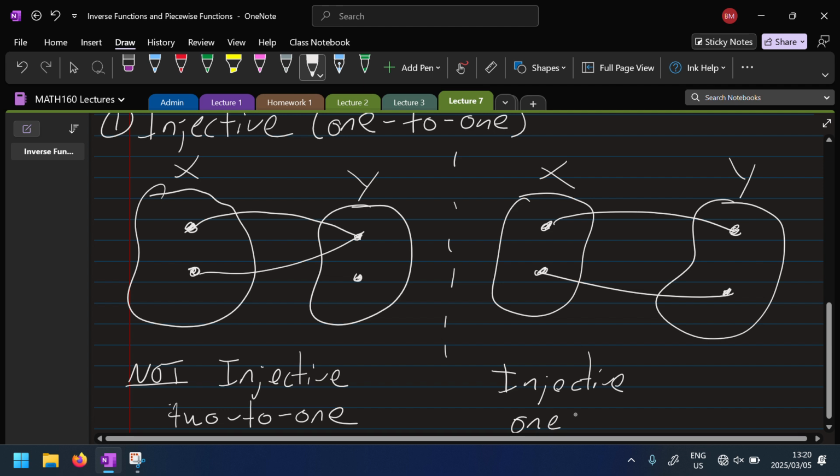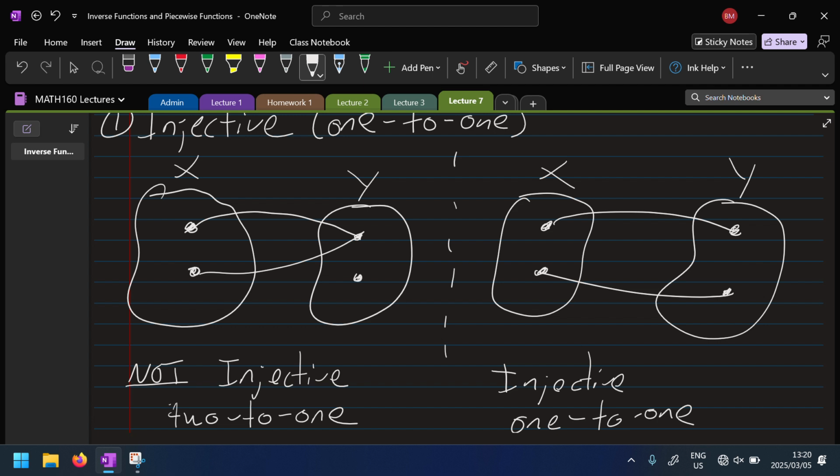This is 1 to 1. Okay, so that's the idea in mind that you want to think of. So 2 inputs going to 1 output, not injective, doesn't work. 1 input to 1 output, that is injective.